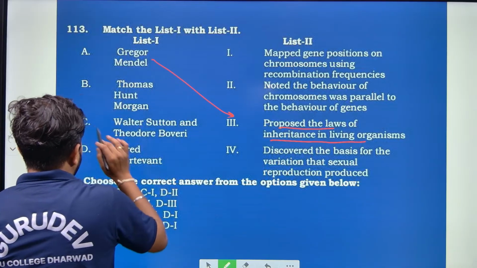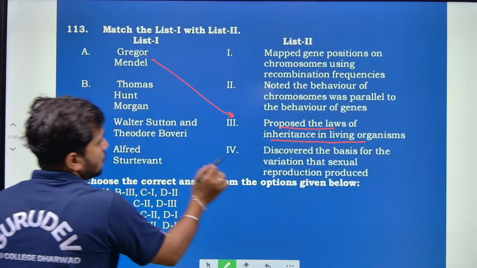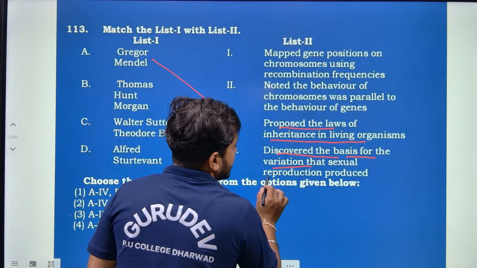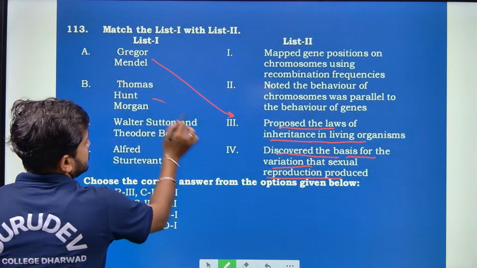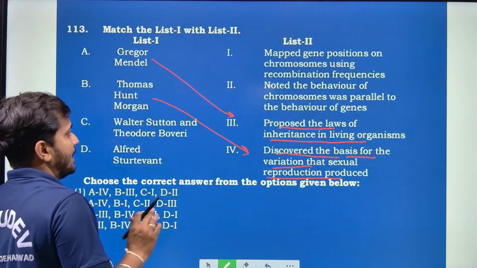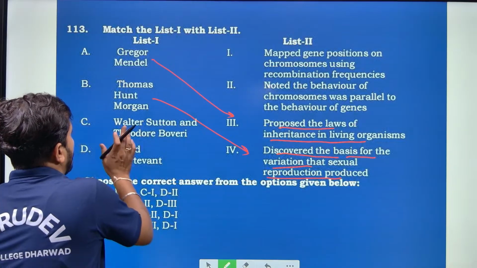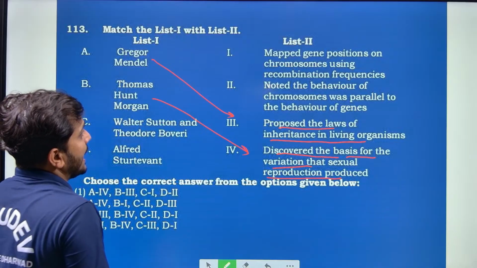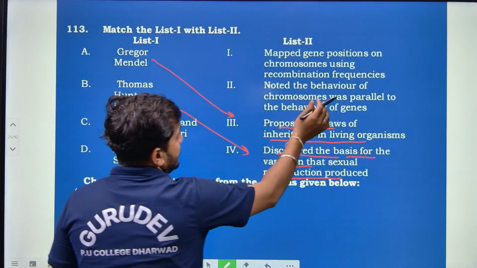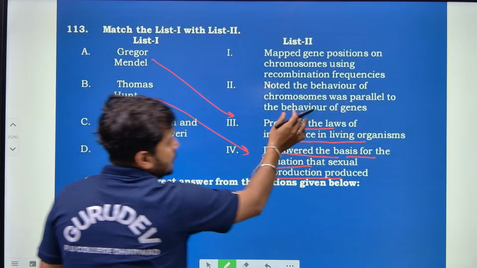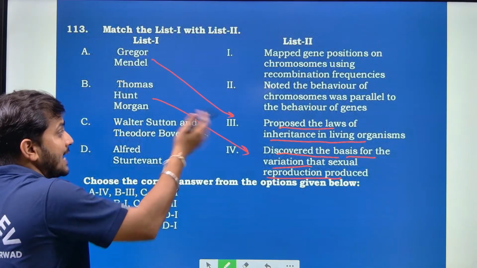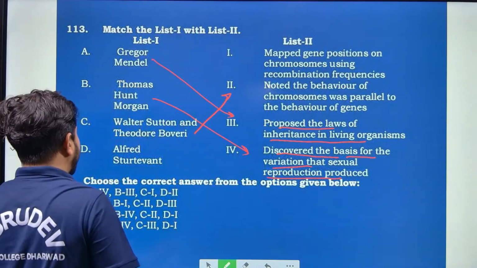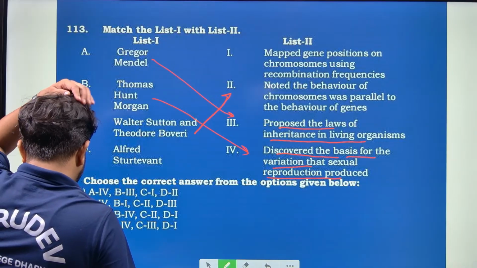Then Thomas Hunt Morgan. Thomas Hunt Morgan carried out what? Discovered the basis for the variations that sexual reproduction produced by means of choosing something called Drosophila melanogaster. Right. Then Walter Sutton and Theodore Boveri carried out what? They noted the behavior of chromosome was parallel to the behavior of gene, as the genes are present on the chromosome itself, right?